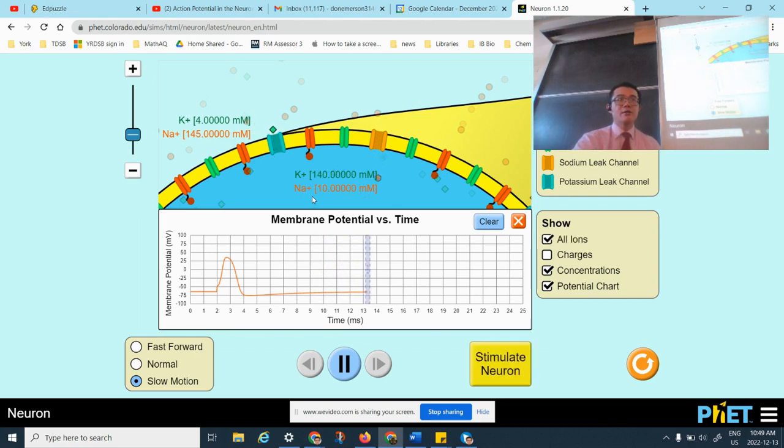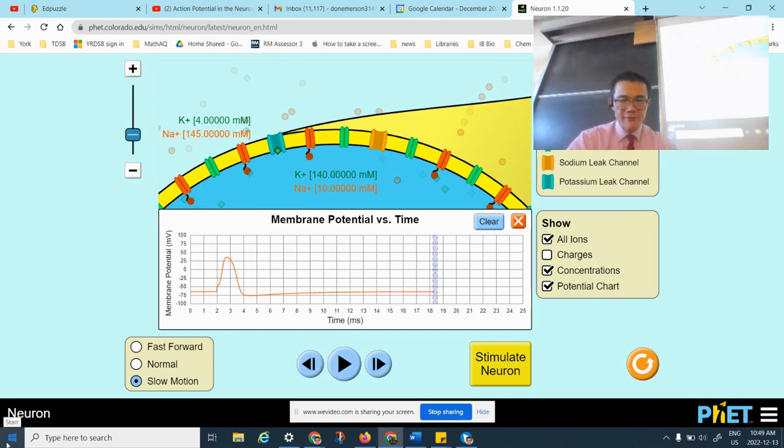Are you guys good? So in some ways, that's the detailed breakdown about resting and action membrane potential. But we're going to look at that together, so take out your handout, definitely.